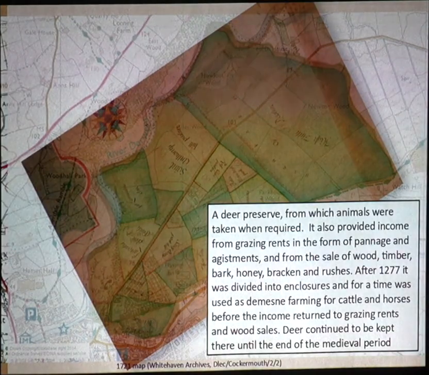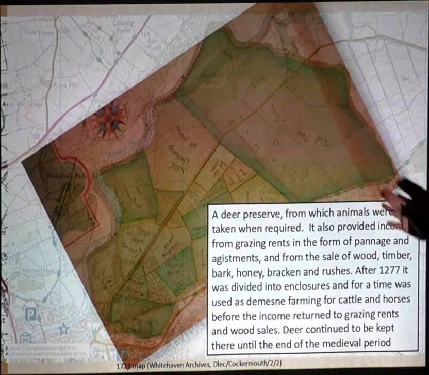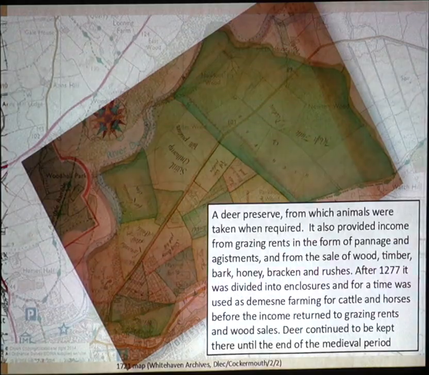So yes, in the late 13th century, these fields go back to then. It was used by the manor to farm its own cattle. Then it went back to being a deer park for some time, but it kept going back and forth. They could make more money out of renting these fields out, taking money for things like bark and honey, and bark of course is important for the tanning industry. So there's a lot of use for this land. It wasn't just an enclosure for deer.